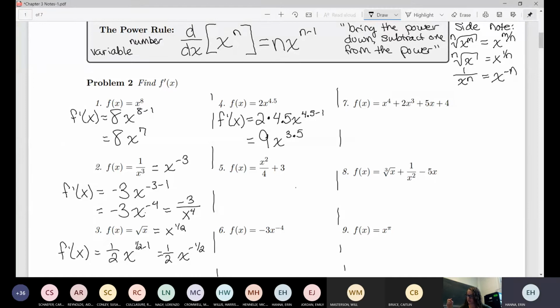For the 5th one, this is an unnecessary step, but I'm going to take it anyway. I'm going to rewrite this as 1/4 times x squared, same thing. So if I want to take the derivative here, that 1/4 in the front of the x squared comes along for the ride. Then I have to multiply by the derivative of x squared, which is 2x, and subtract 1 from the power.